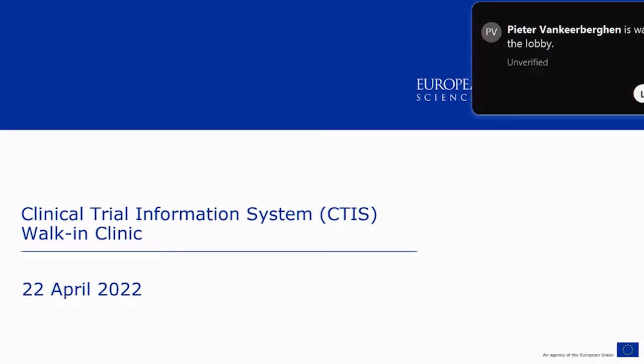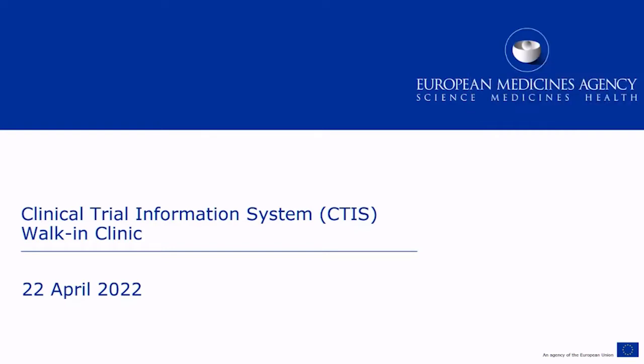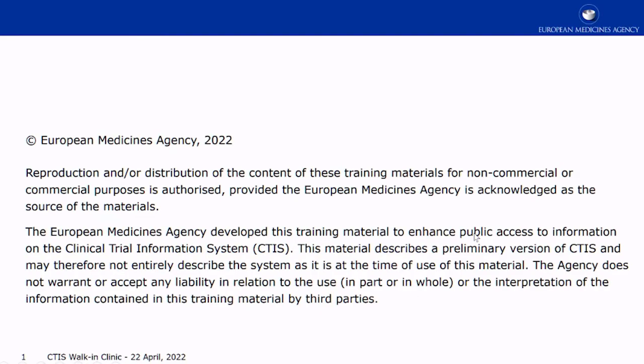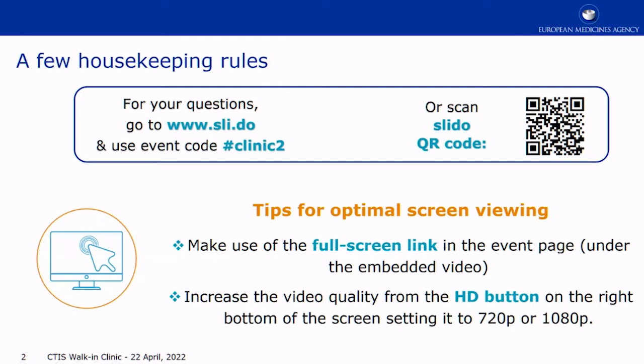Let me start with some housekeeping rules. We will be using Slido to collect questions. Here is how to use Slido. Go to slido.com and enter the code on the screen, Clinic 2, or scan the QR code on the screen. The code and the QR code will be visible on all the presented slides for ease of access. You can ask your questions there and give a thumbs up to any question you want to see answered. We'll answer the most popular questions first, so please ensure to use the thumbs up feature.